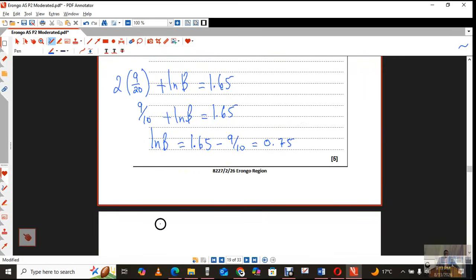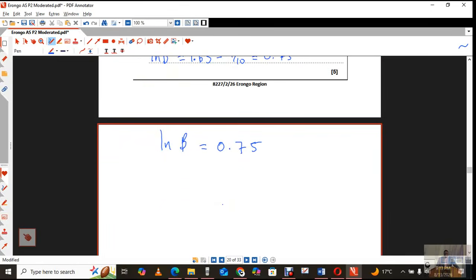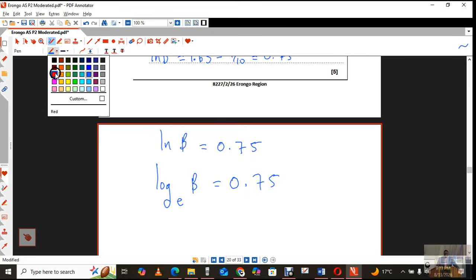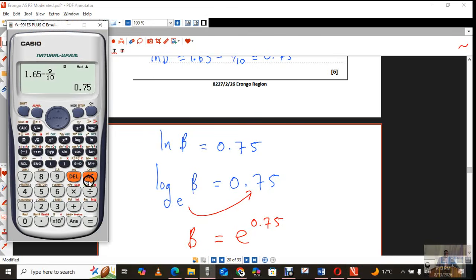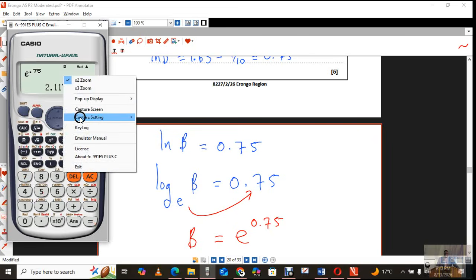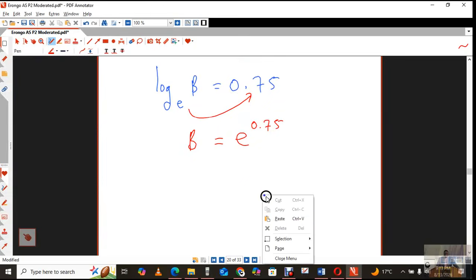So what do we have? The natural log of b is equal to 0.75. Remember what I said a minute ago? I said that ln is nothing but log base e. So we're going to rewrite this from this form to exponential form. So b equals e raised to the 0.75. We're going to take our value 0.75 and see what we get. I'm going to take a snapshot of it and then write it over here.